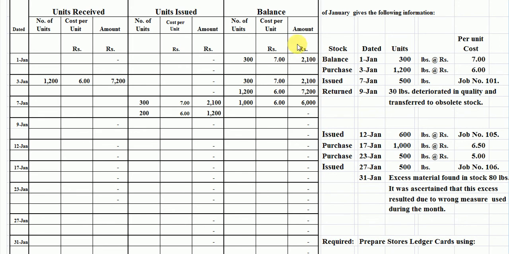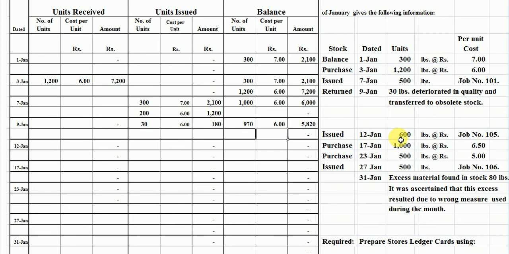Here, 30 pounds of material at the rate of 6 per pound is charged to production. The remaining balance is 970 pounds of material, the rate is 6 per pound here.